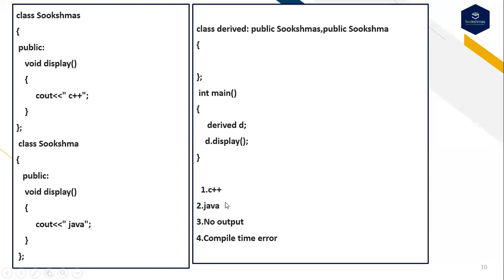So these are some of the options: C++, Java, no output, and compile time error. The exact answer is that you will get the compile time error. Why? Because the compiler will get confused whether to invoke the display function present in the Sookshmas class or the display function present in the Sookshma class. This is what the ambiguity in multiple inheritance concept is.